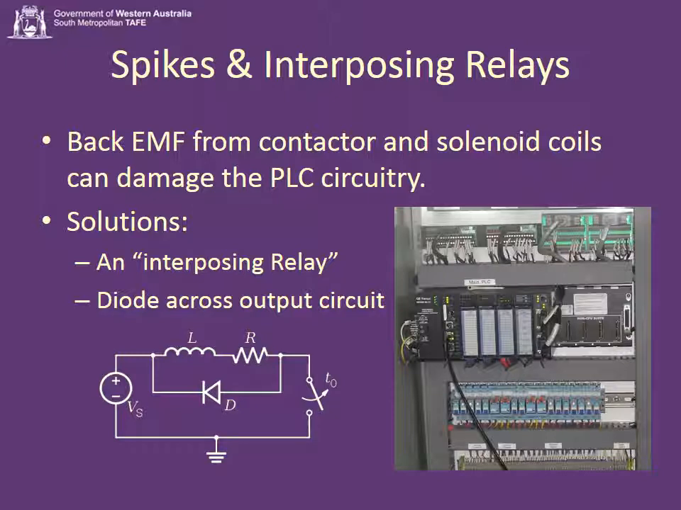There's two ways we can deal with this. The first way is by putting a diode across the output circuit, and that's that little circuit I've written there, and that's called a freewheeling diode. What that does is it allows that voltage spike to be drained away. Another method, the preferred method, is using an interposing relay, which is a relay which sits in between your contactor and the controller.